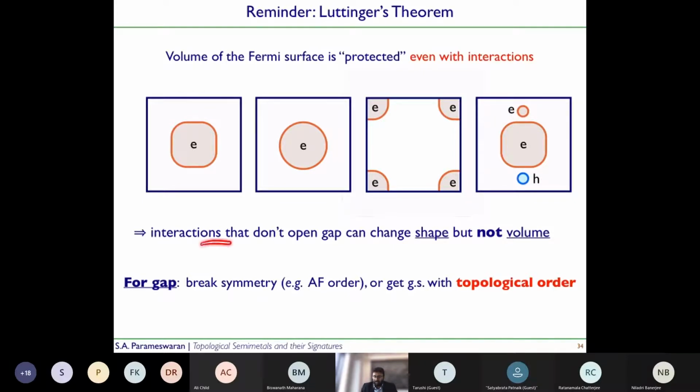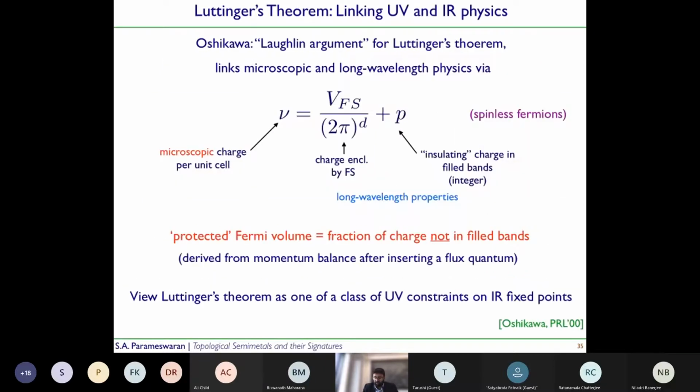But no matter what you do, if interactions don't open a gap, all these things can be thought of as changing the shape of the Fermi surface, but not its volume. And I'll remind you that having equal volume electron and hole pockets is like adding 0, so this exactly cancels this. So if you ask, how can I open a gap in something like this? Well, you could break a symmetry. For instance, you could break U(1) symmetry and get a superfluid, or at a commensurate filling, you could get antiferromagnetic order or something like that. Or in a much more exotic situation, people have discussed various topologically ordered ground states. These ground states typically have some kind of non-trivial ground state degeneracy, and they involve fractionalization of quantum numbers, right?